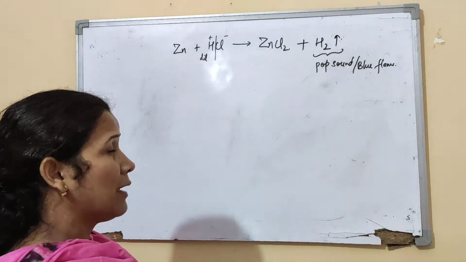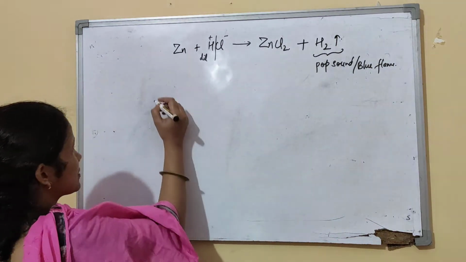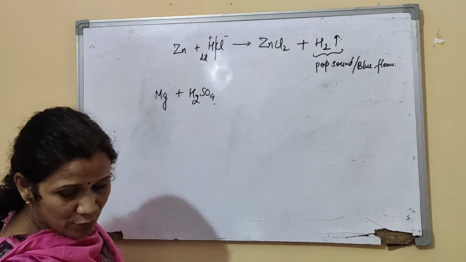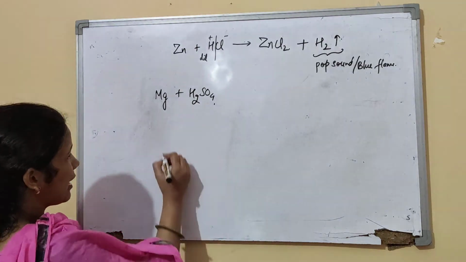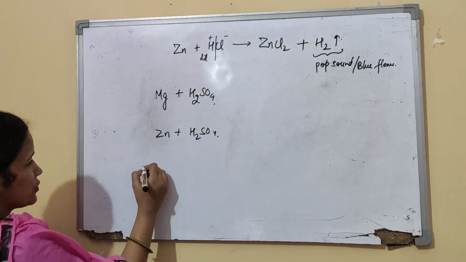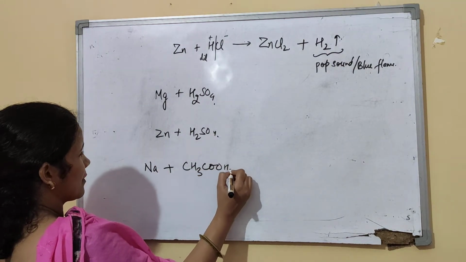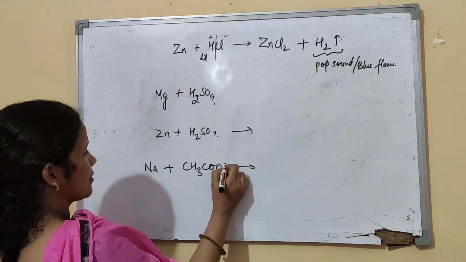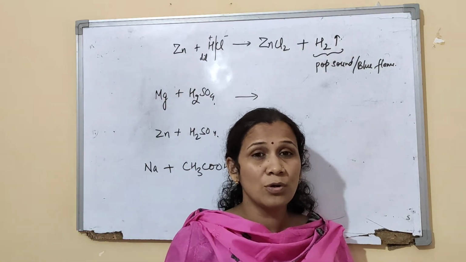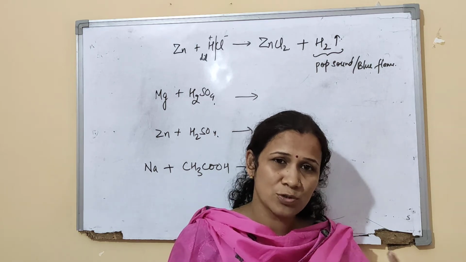Let's try other reactions of metals with acids and see what happens. We will write a few more examples: Mg plus H2SO4, zinc plus H2SO4, and sodium plus acetic acid. Let's see what the products are. Meanwhile, while we write the products, we are also going to balance all these reactions, so we will practice balancing along with it.